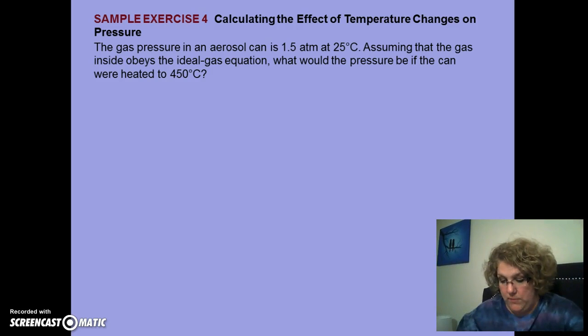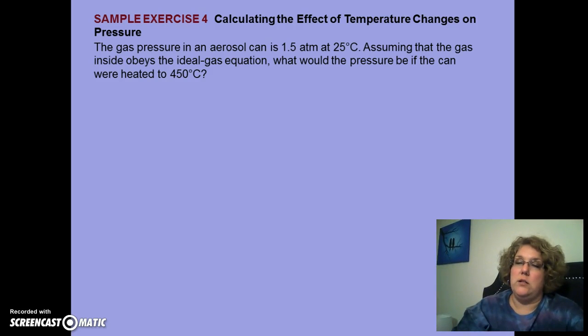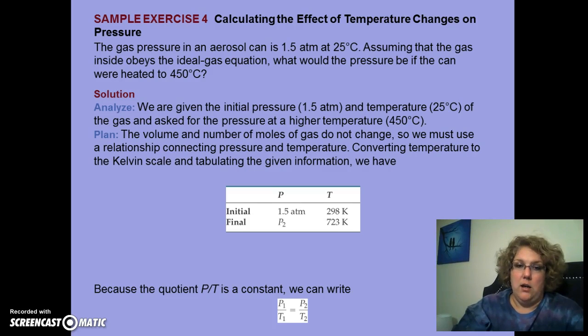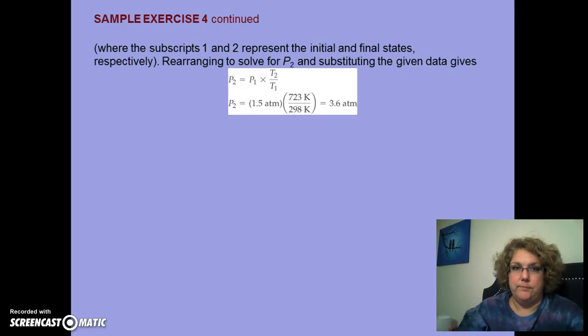Okay, we could make this complicated, or we could use Gay-Lussac's law. Pressure and temperature are directly proportional, so P1 over T1 equals P2 over T2 would work perfectly here. We just have to remember to convert to Kelvin first. Okay, so voila, and so our final pressure would be 3.6.